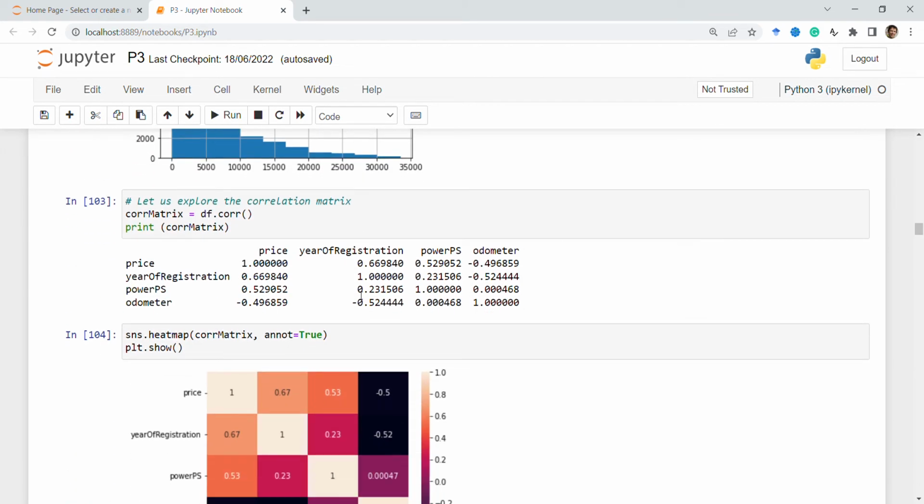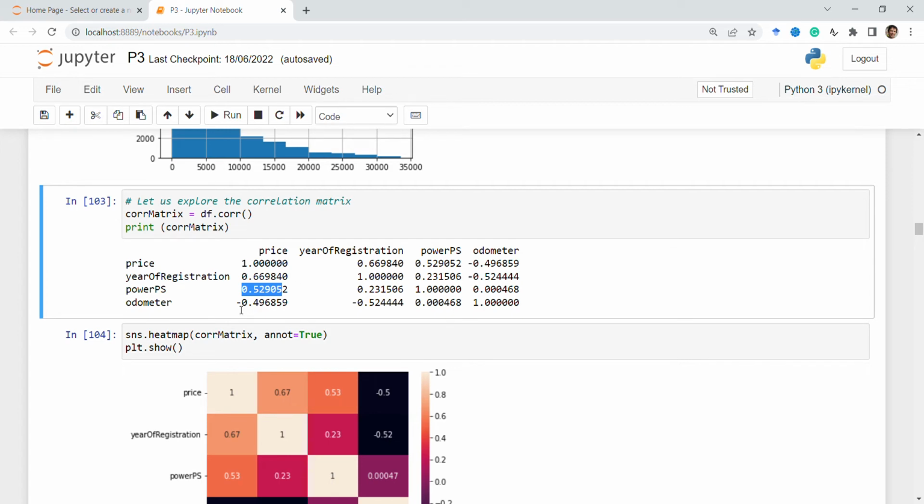Okay, so let's explore the correlation matrix. This only applies to continuous variables, and we see that the price is correlated. We have here the column price. The price is very highly correlated to the year of registration, and the correlation is positive, meaning that the newer the car, the higher the price. The same for the power. There is a strong correlation, and the higher the power, the higher the price.